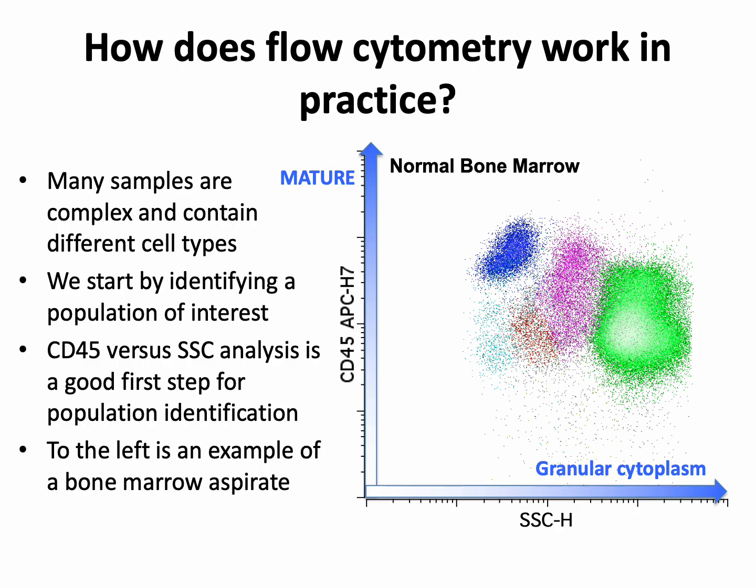Let's look at the various populations we see present in this normal bone marrow sample. We'll start with the lymphocytes. These are shown in blue. Our lymphocytes are relatively small cells with scant cytoplasm, and they're mature. Because they're mature, they have a high level of CD45, and because they have very little cytoplasm and very few granules in that cytoplasm, they have a low side scatter.